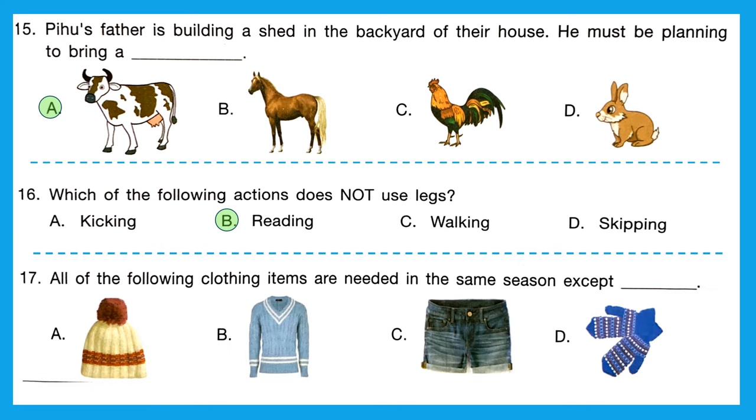Question 17. All of the following clothing items are needed in the same season except, so we have to find the odd one out. So we have a cap. Yes, we need it in the winter. Then option B is sweater. Yes, we need it in the winters.